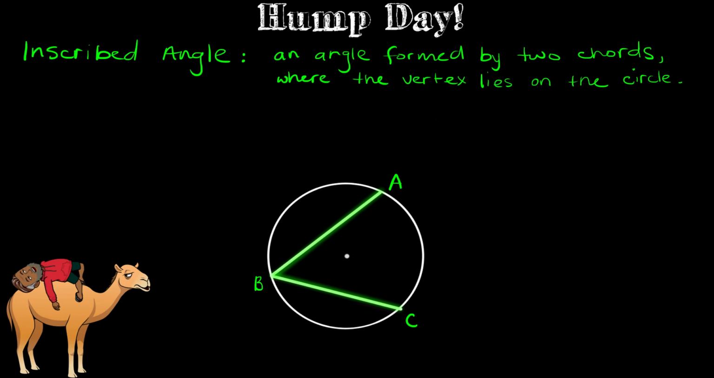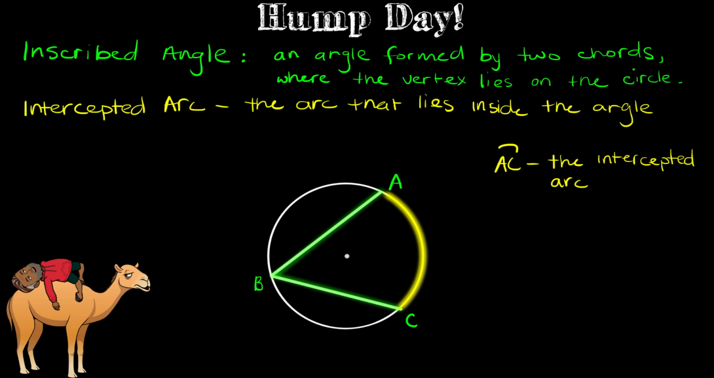And this right here is going to be our definition of what it means to be an inscribed angle. Inscribed angles are angles that are formed by two chords where the vertex of the angle is on the circle. Now, a byproduct of this is going to be that arc right there, arc AC. We're going to call this arc the intercepted arc. So angle B intercepts arc AC. That's because arc AC is inside of the angle, and this leads us to our definition of an intercepted arc. Intercepted arcs are arcs that lie inside the angle. So arc AC is the intercepted arc of angle B.